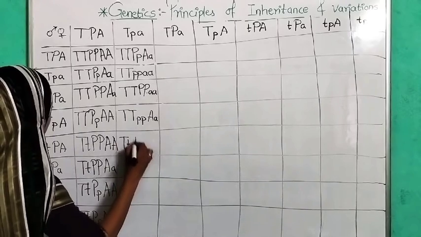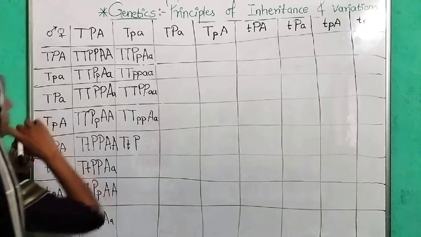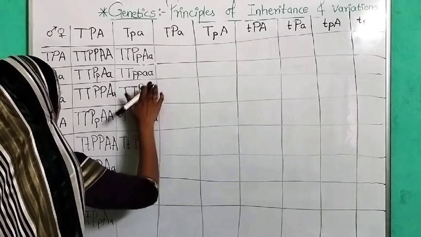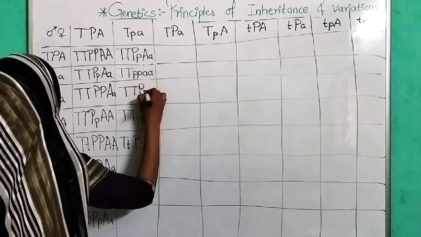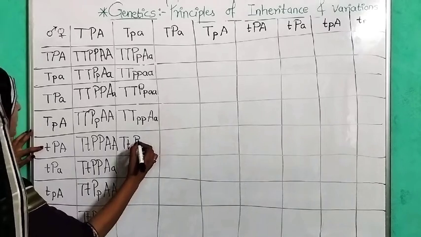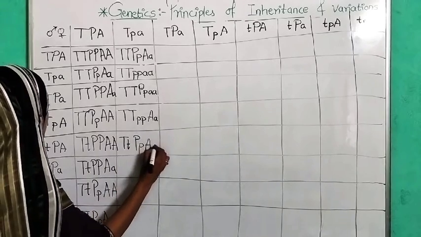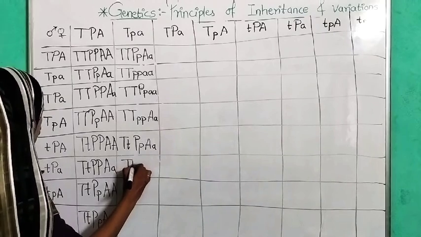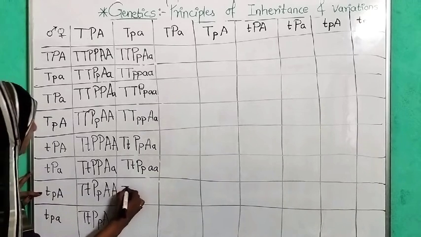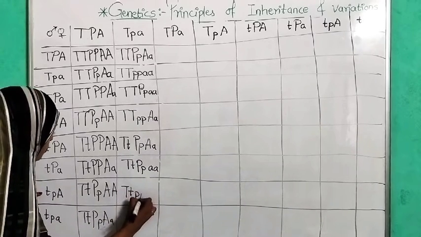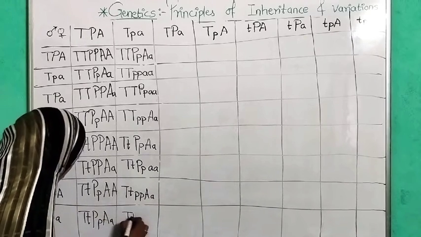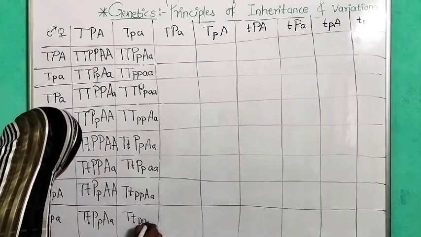Capital T small t, capital P, here it is small p only. Okay. Capital T small t, capital P small p, capital A small a; capital T small t, capital P small p, small a; capital T small t, small p, capital A small a; and capital T small t, small p small p, small a small a.